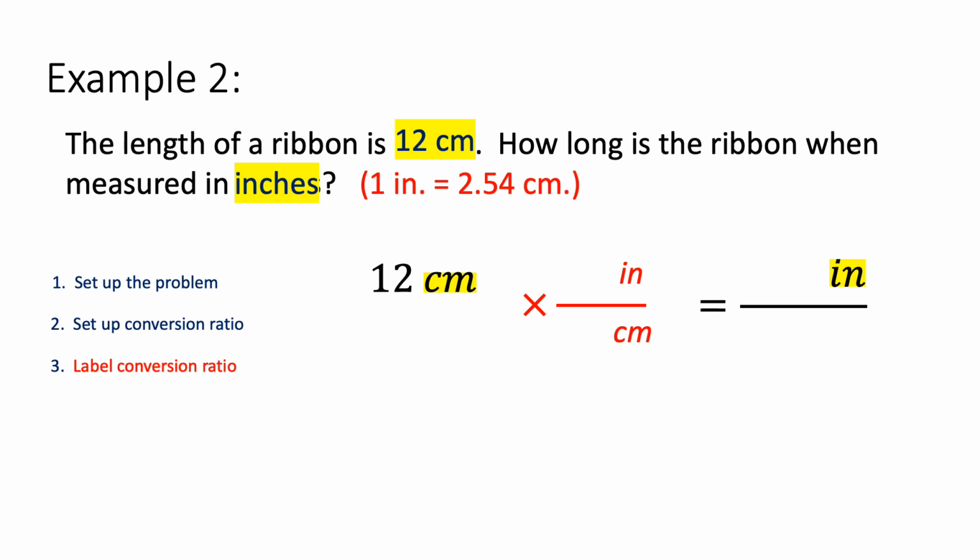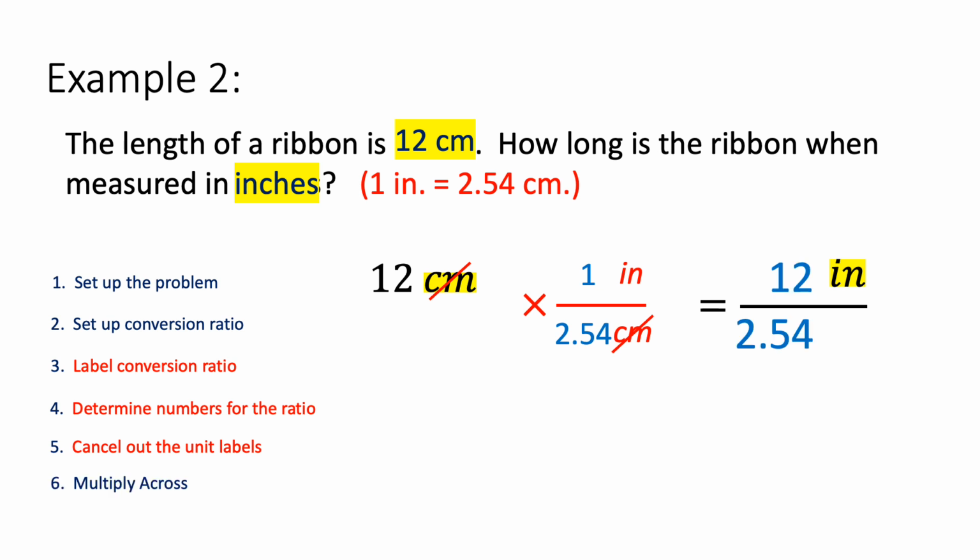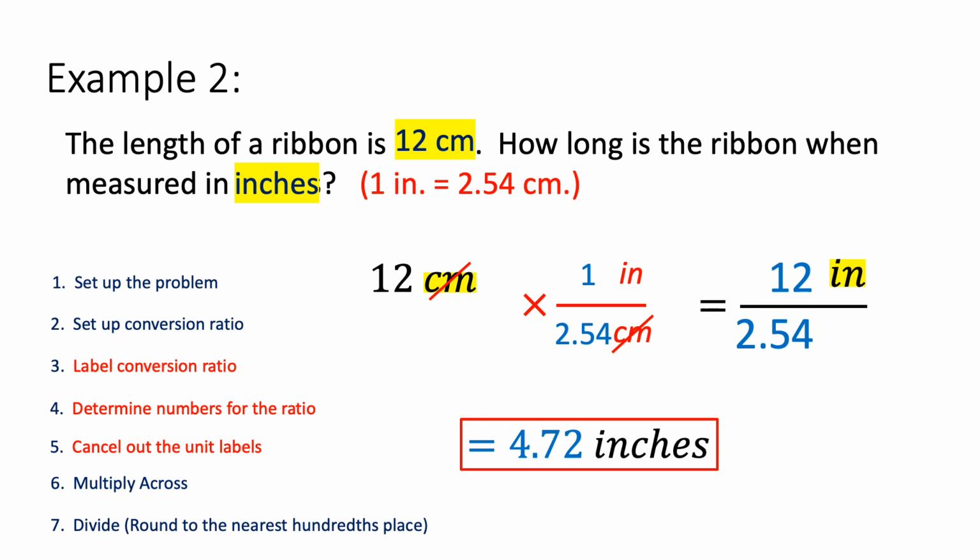Using our ratio that was given, we're going to plug in our numbers. 1 inch is 2.54 centimeters as given in the problem. Then we multiply across and cancel out the unit labels. Centimeters cancel out, and we're left with 12 divided by 2.54. Put that in our calculator, and we see that 12 centimeters is equivalent to approximately 4.72 inches.